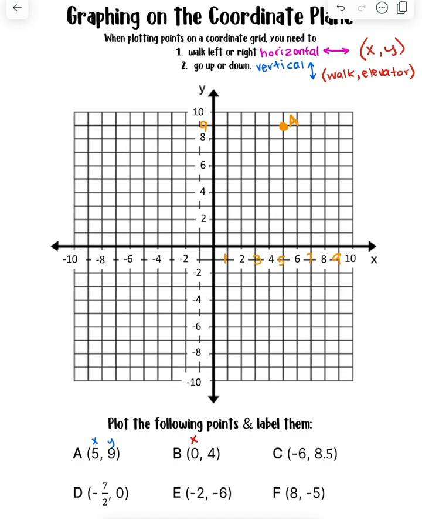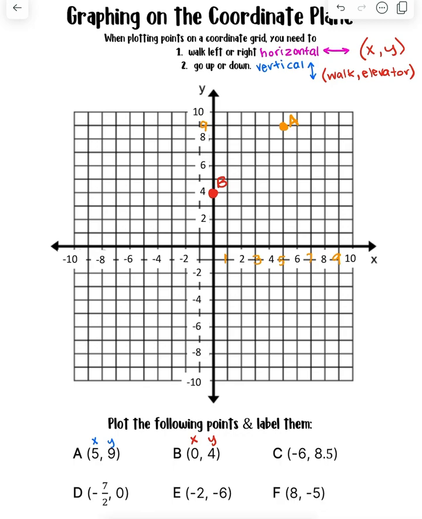It has X, Y. So my walk is 0. My elevator is 4. So we're going to go back to the origin, and it says I have to walk 0. So I'm not walking anywhere. I'm going to stay right there at the origin. So if I walk 0 and then I'm going to get in my elevator, I cannot go down because that's negative 4. So I'm going to go up 4, 1, 2, 3, 4, and that is where my dot would be. So I'm going to go ahead and put my dot there on the line, not next to the line, on it. And then I'm going to label it B.